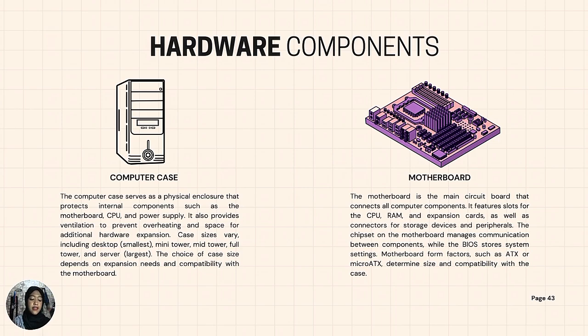Hardware components. 1. Computer case. This is the box that holds all the parts. It protects them and keeps everything organized and cool. 2. Motherboard. The motherboard connects all the main parts like the CPU, RAM, and expansion cards so they can work together.